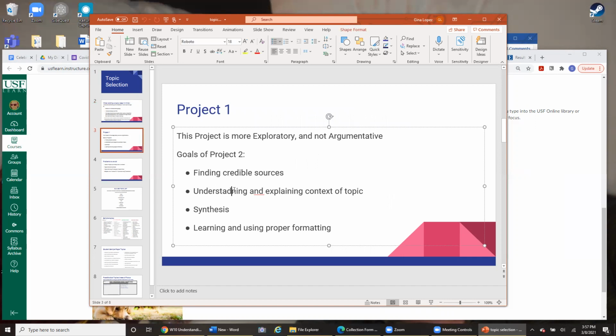And you should be concerned with finding credible sources, explaining the context. So you will have to get some contextual sources for your project. Thinking about synthesis, how can I sew together these multiple perspectives? And thinking about formatting, you're gonna ACE either MLA or APA formatting. You're not gonna merge the two. You're going to get comfortable with the type of formatting that fits your research.